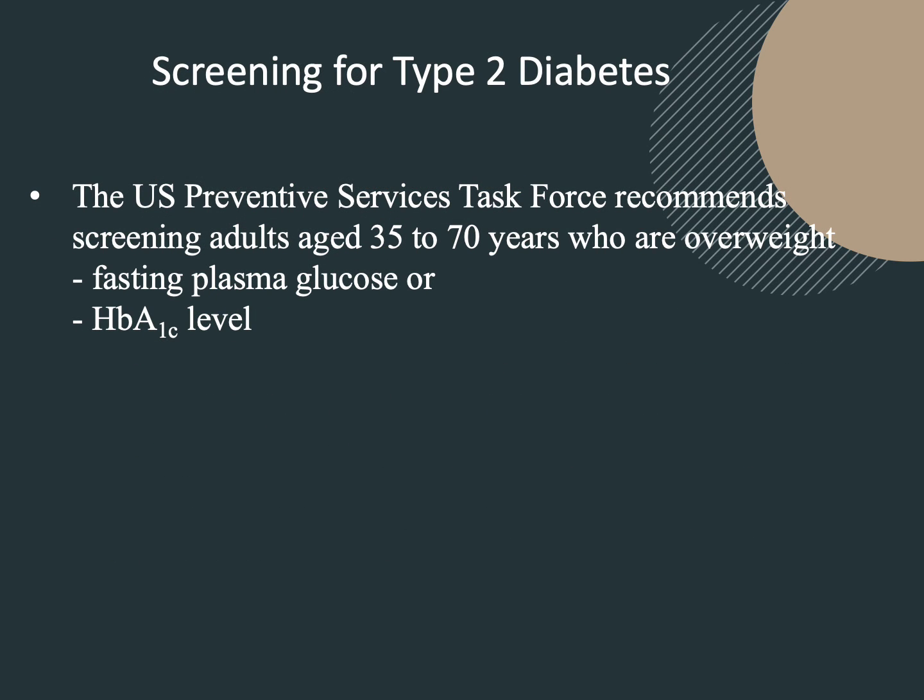Screening is also another way to get diagnosed for type 2 diabetes. The U.S. Preventive Services Task Force recommends screening for adults aged 35 to 70 years who are overweight. They should be screened every year with the fasting plasma glucose test or the hemoglobin A1C level test so that they can be diagnosed with type 2 diabetes as soon as possible.